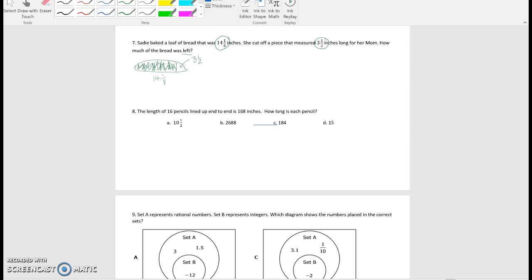Okay, number 8. The length of 16 pencils lined up end to end is 168 inches. How long is each pencil? So each pencil says the length of them. So I have a pencil here and a pencil here. Okay, and they keep going and going and going. So there's 16 of them and they make 168 inches. How long is each pencil?